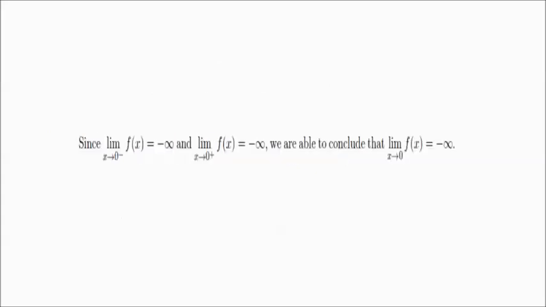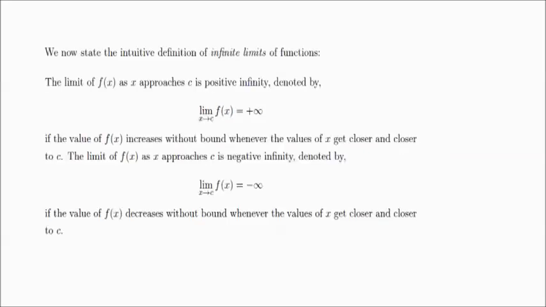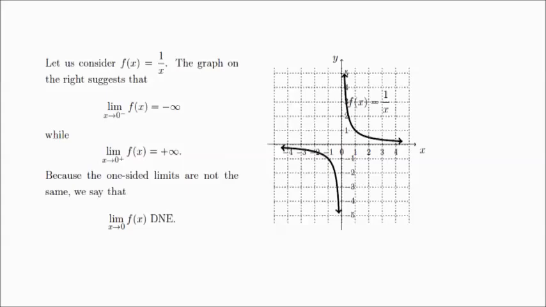Just like in here. So yung left side ng 0 and right side ng 0 kailangan negative infinity. Kasi yung na-discuss natin before, kapag hindi sila pareho, like in this case, 1 over x, hindi sila pareho. Negative infinity yung isa, positive infinity yung isa. Ibig sabihin, DNE, which means does not exist. Okay?